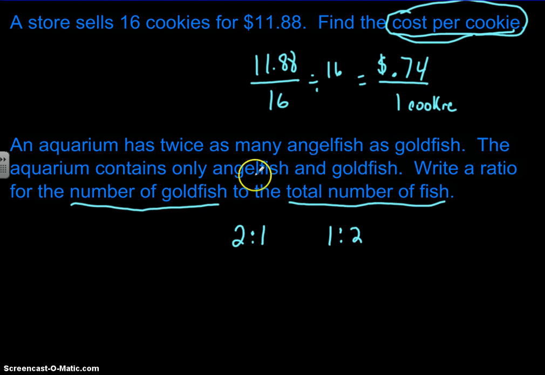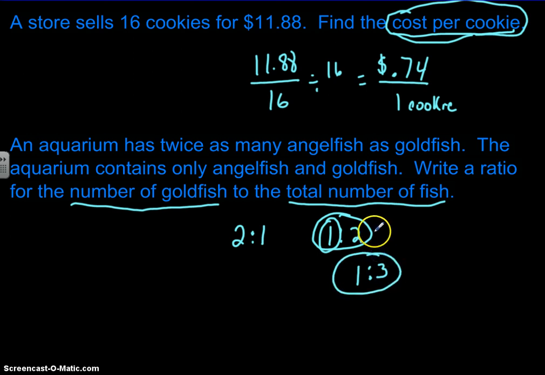But they're not asking for that. They're asking for the number of goldfish to the total number of fish. So this still represents the number of goldfish, but the total number is gotten by adding these two together. So it would be 1 to 3. So 1 to 3 would be our answer. And that would take care of what we need to do today.